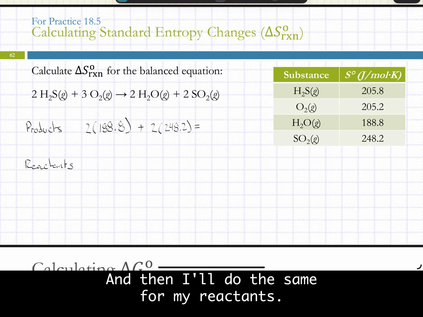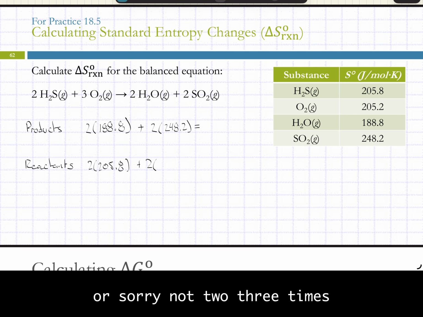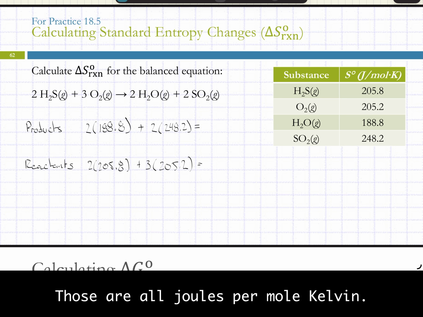And then I'll do the same for my reactants. So 2 times 205.8 plus, sorry, not 2, 3 times 205.2. And those are all joules per mole Kelvin.